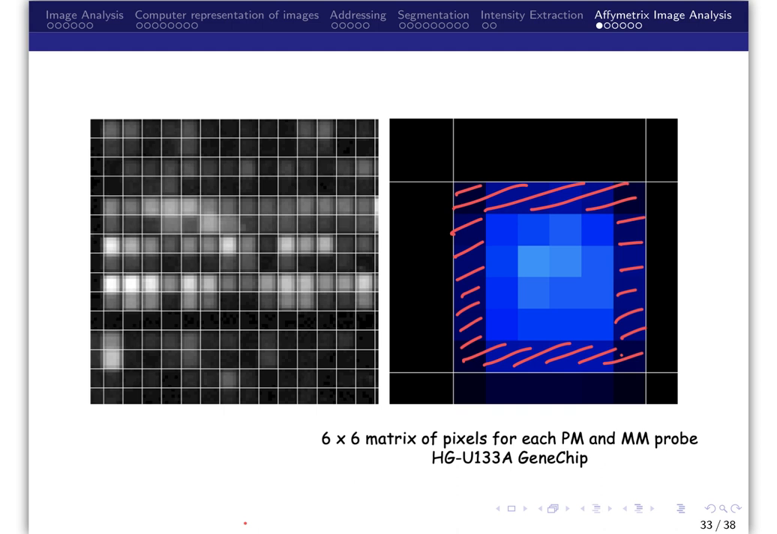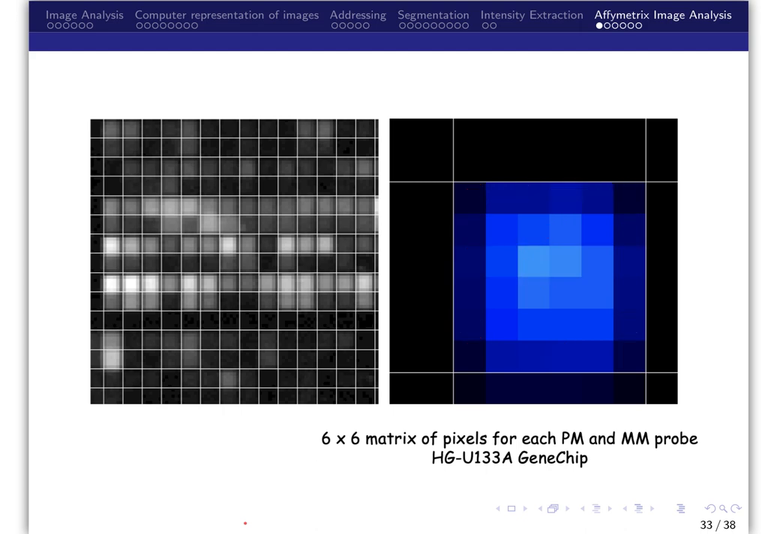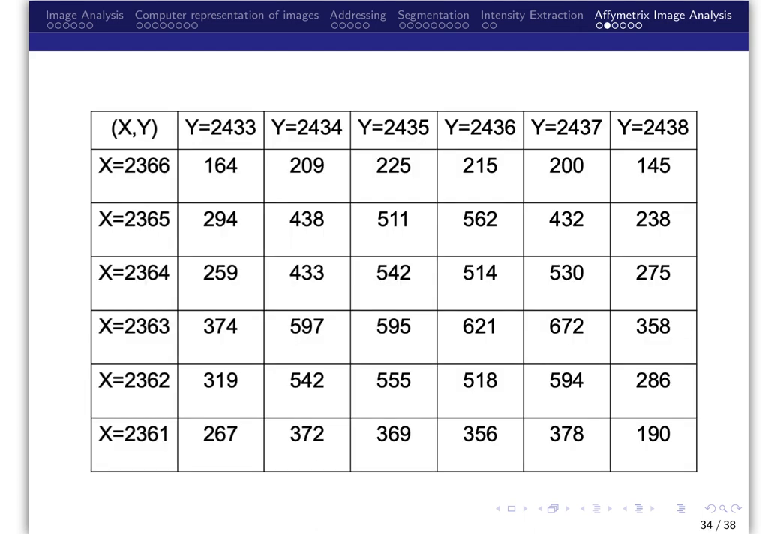The outer pixels are removed, leaving a 4x4 matrix of pixels. The probe cell intensity is then taken to be the 75th percentile of these 16 interior pixels. Resulting data are saved to a cell intensity file with a CEL extension.